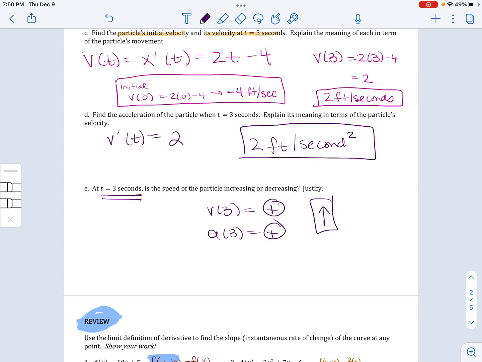Remember, like I said in class, if you've got 60 miles an hour and your acceleration is positive, it means you're taking your speed and increasing it. In general, if your acceleration is positive and your velocity is positive, the speed of the particle is increasing. If these were both negative, it would be increasing as well. If they are different signs, then it would be decreasing. Okay, I hope that's helpful.